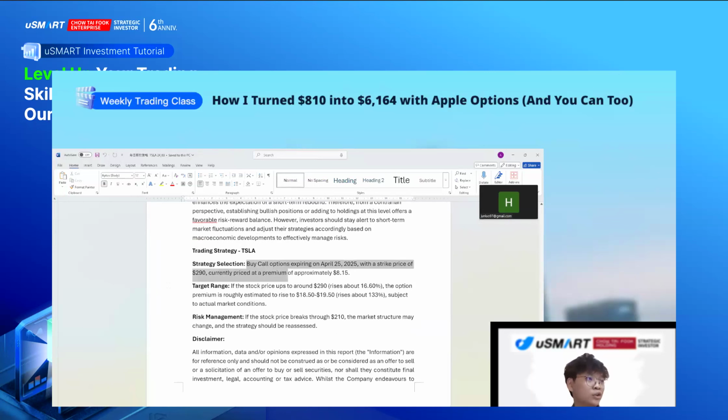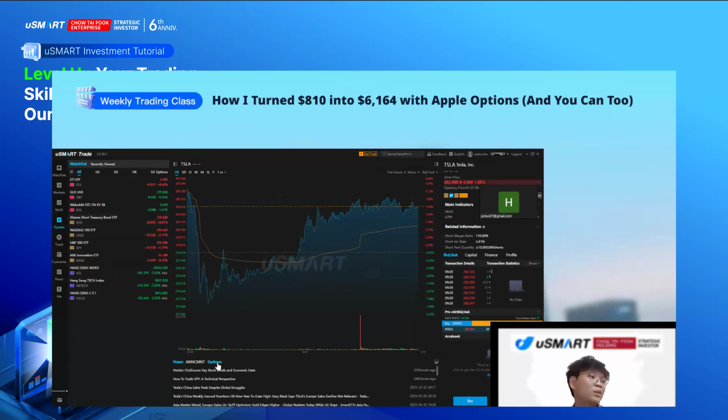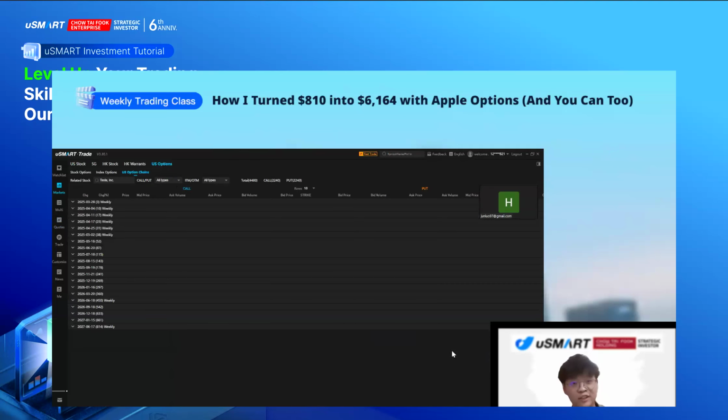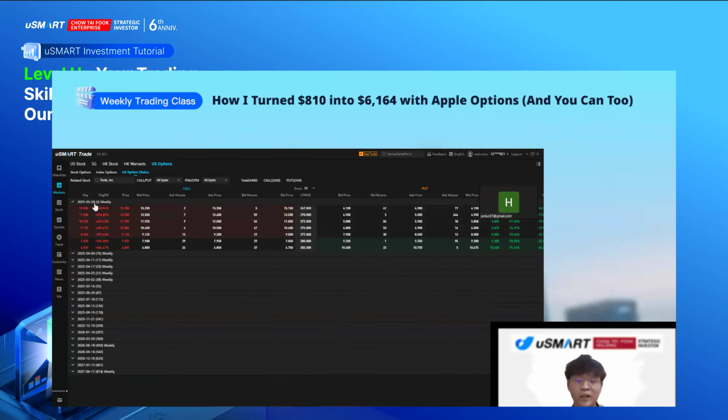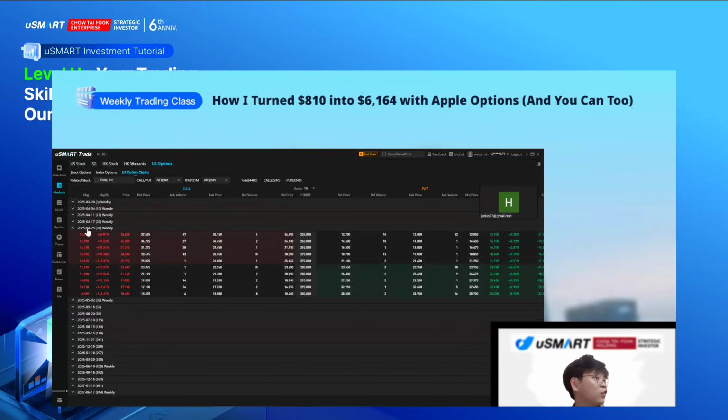So buy a call option that is expiring on April 25. So let's check on the one, Tesla. But Tesla options are actually very expensive. So if you are a total beginner or you don't have that much money, I would recommend you to just trade with TSLL. Okay, so I've been calling for this one, February 25th, with a strike price of 290.